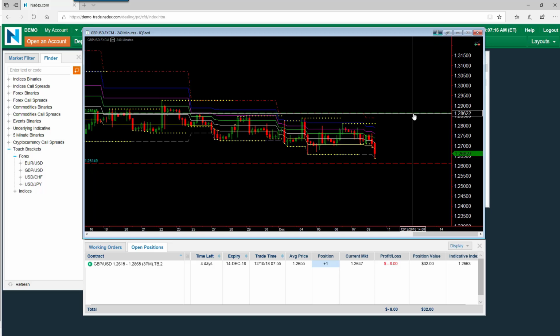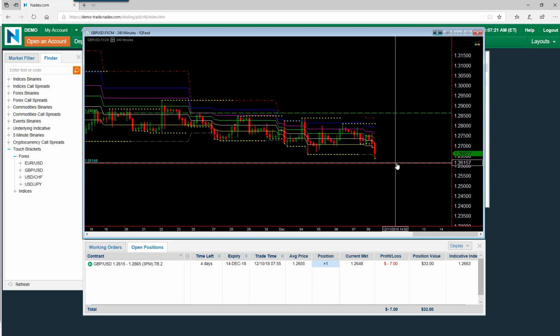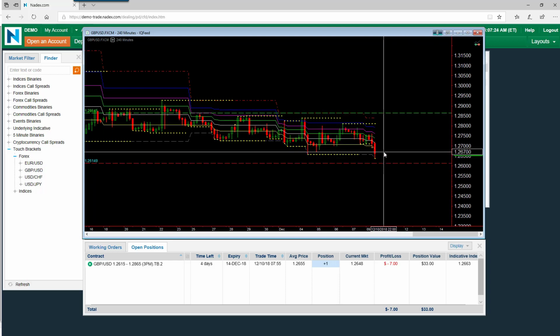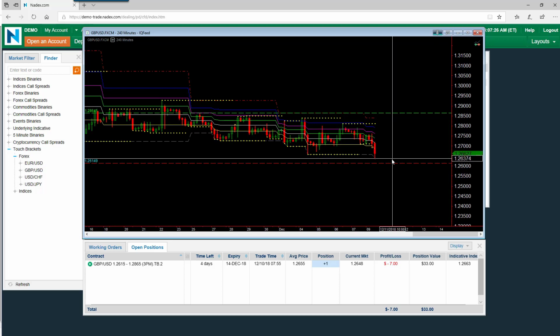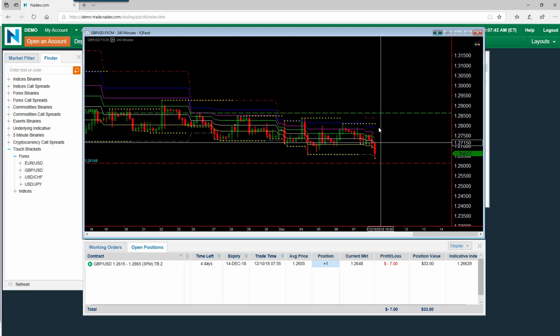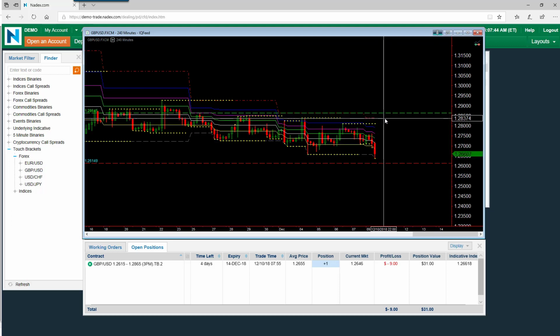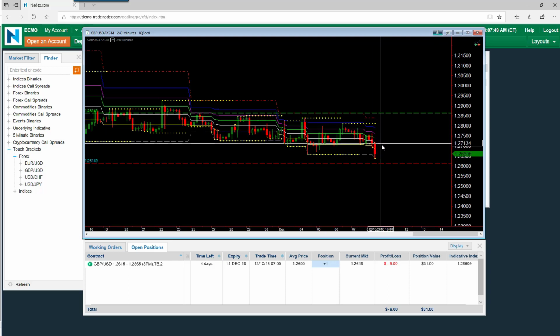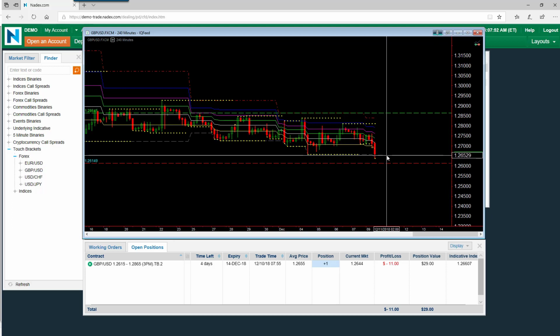Now, the other option is maybe it expires and it never touches either the floor or the ceiling. In that case, let's say that it expires at 1.2610, then I would lose the difference between 1.2610 and my entry price at 1.2655. Or on the other hand, if it comes up here and expires at 1.2837, then I made the difference between 1.2837 and my entry price, which was 1.2655.